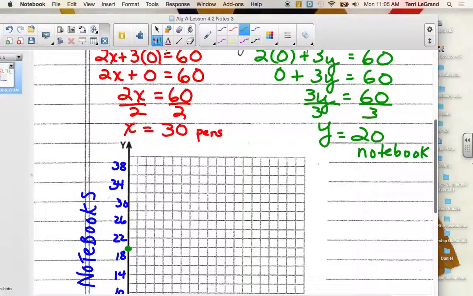I get 20 notebooks, how about you? Look at that point on your graph. Do you think this is kind of like example one, where we talked about how instead of being a line with arrows at both ends, it was just a line segment? Do you think this one would be like that also? Why? Right, what's the reason?